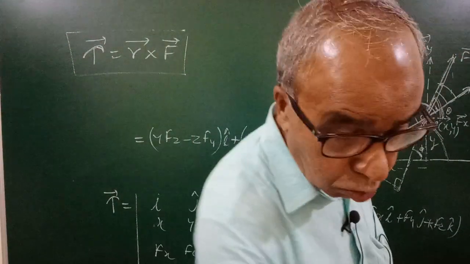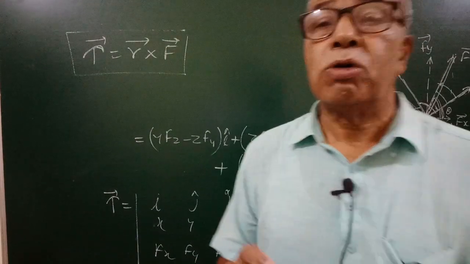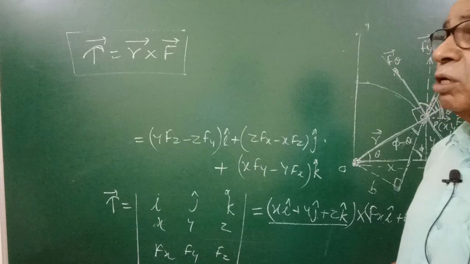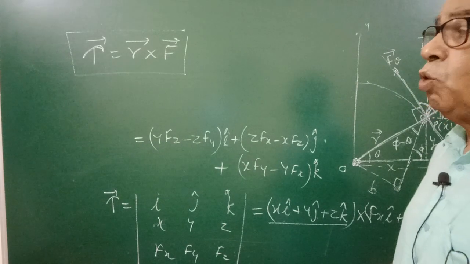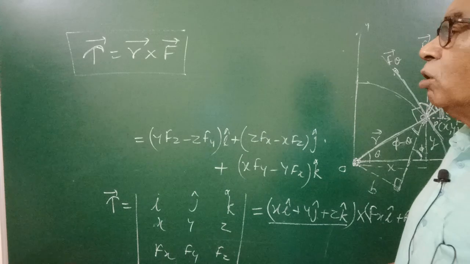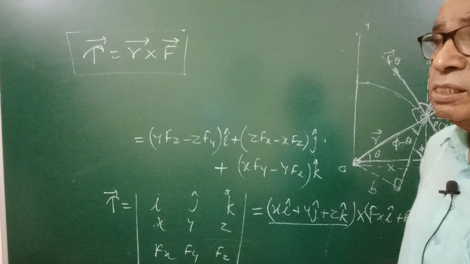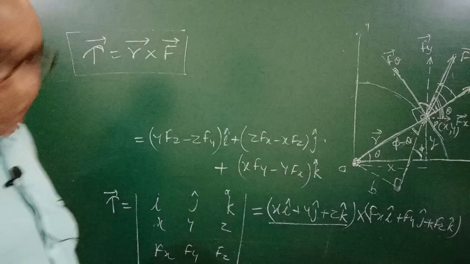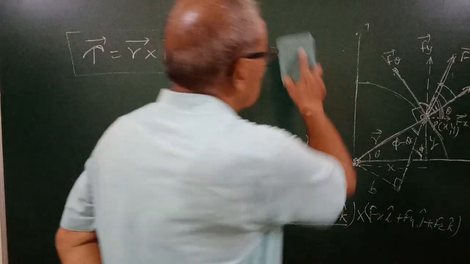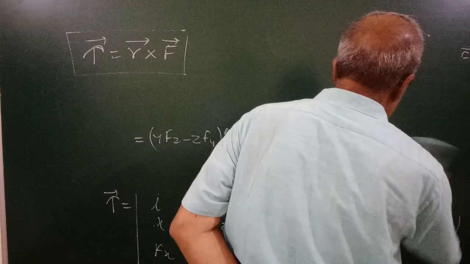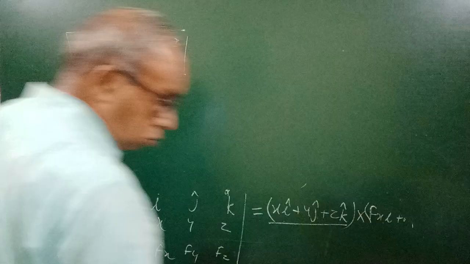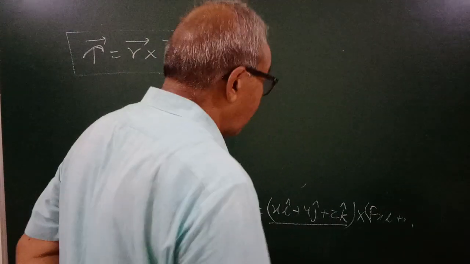The unit I told you is Newton meter, which is also called a joule. So in general, torque produced by a force, sometimes we also call it moment of force. Torque is also called moment of force or moment of couple.